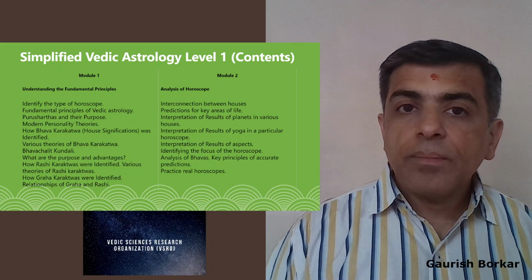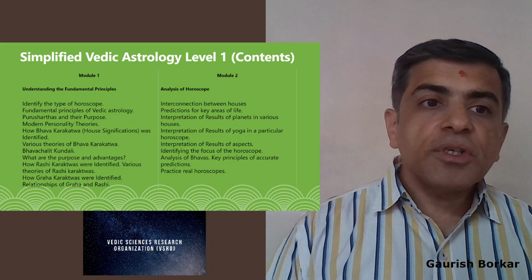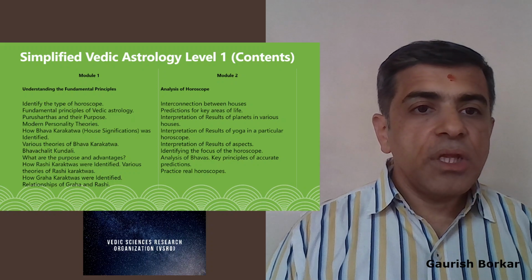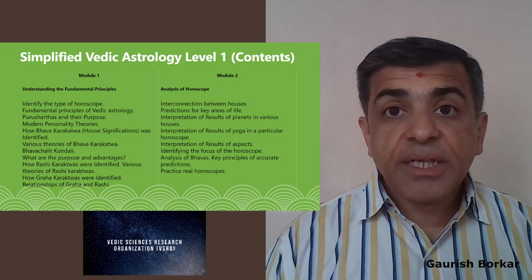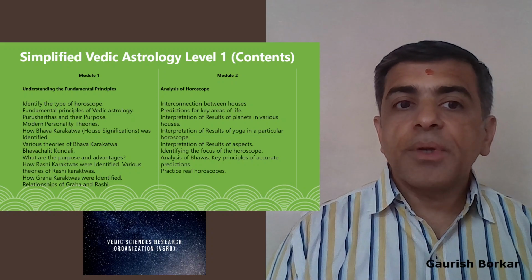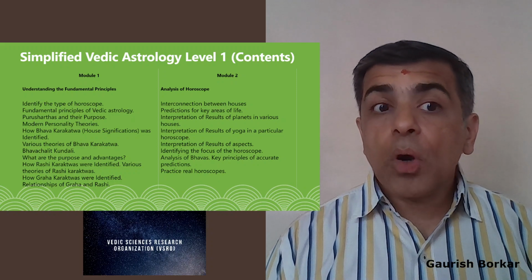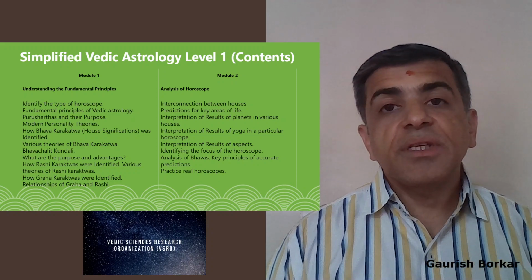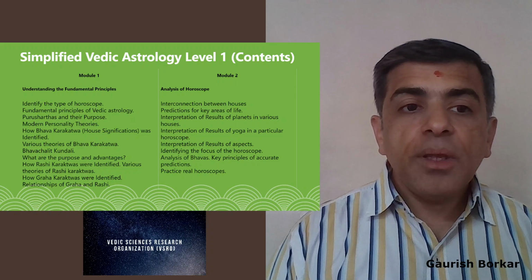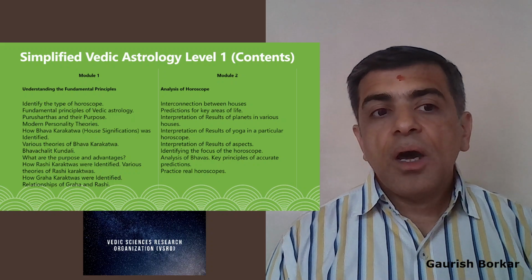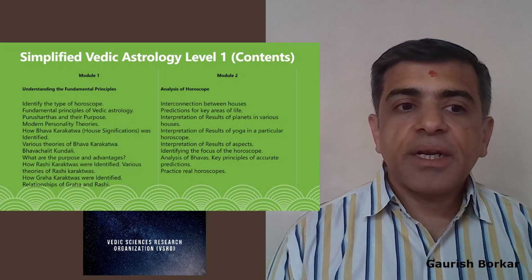Now let's go through the program contents, the module contents. In the first module, that is the understanding of the fundamental principles, we learn about the type of the horoscope, fundamental principles in Vedic astrology, the Purusharthas and their purpose, modern theories, personality theories, and its association with horoscope, how the Bhava Karakatva was identified, how the Rashi Karakatva was identified, how the Graha Karakatva was identified.